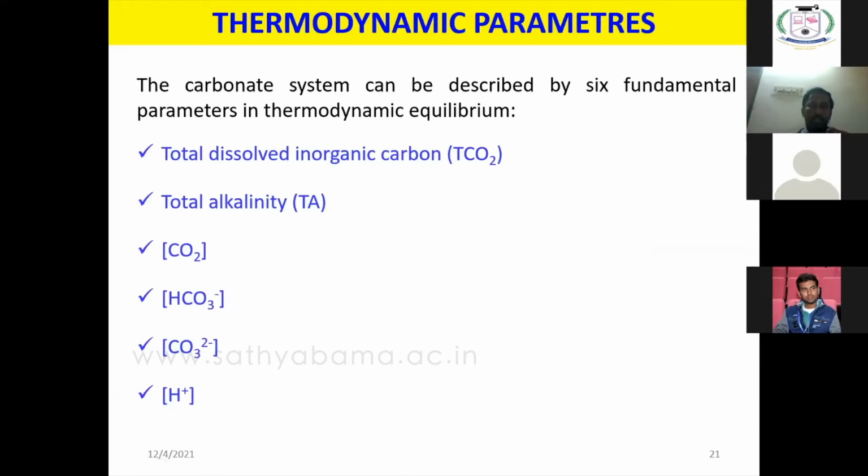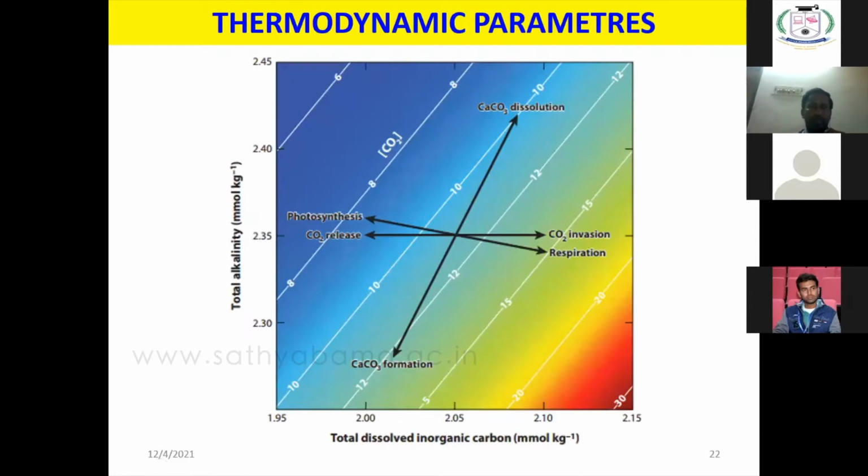So there are certain thermodynamic parameters that are termed over here: the total dissolved inorganic carbon, that is TCO2, and the total alkalinity. And then the concentration of CO2, the amount of bicarbonate, the amount of carbonate ion, and the amount of H plus. So the thermodynamic parameters are represented over here, and the graph has been drawn between total alkalinity of seawater and the total inorganic carbon dioxide.